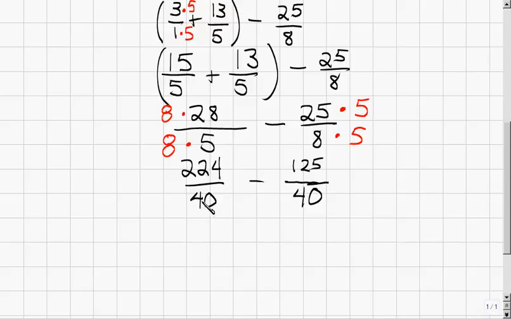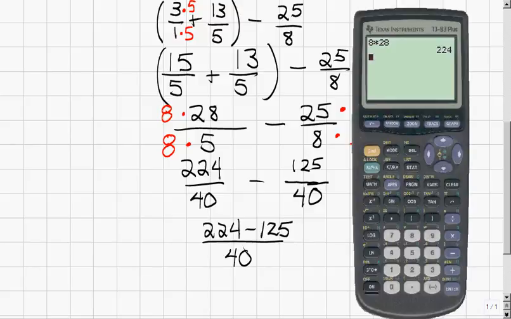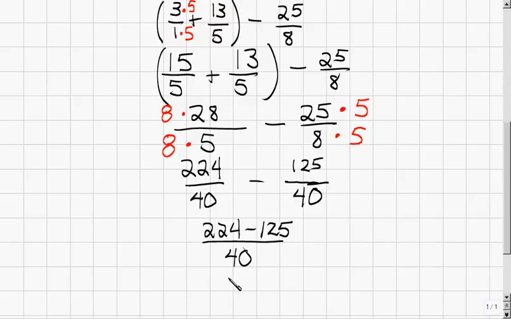Now that we have the same denominators, we can subtract the numerators. So this will become 40 on the bottom, and we're left with 224 minus 125 on top. Again, maybe a calculator would be easiest in this problem. So 224 minus 125 becomes 99. So our fraction becomes 99 over 40. If the direction said write the answer as an improper fraction, that would be it.